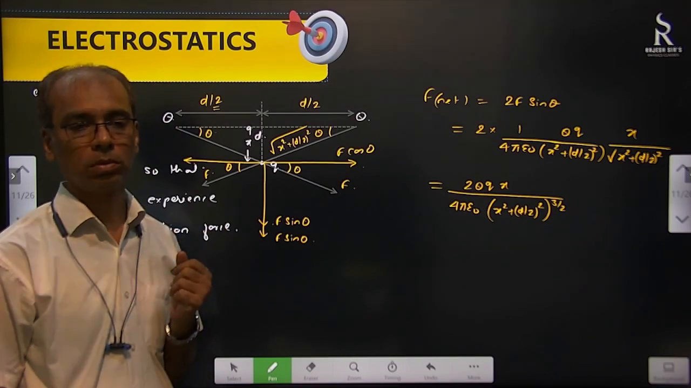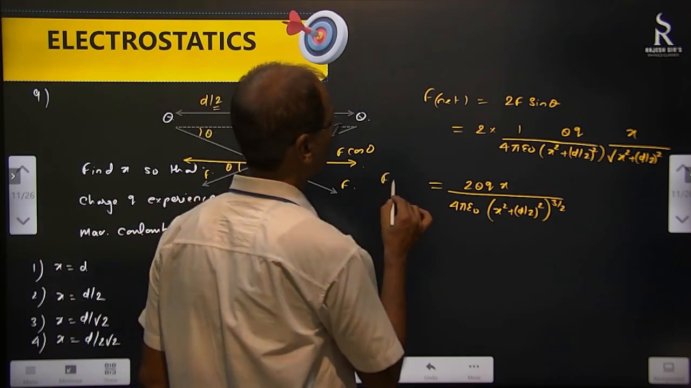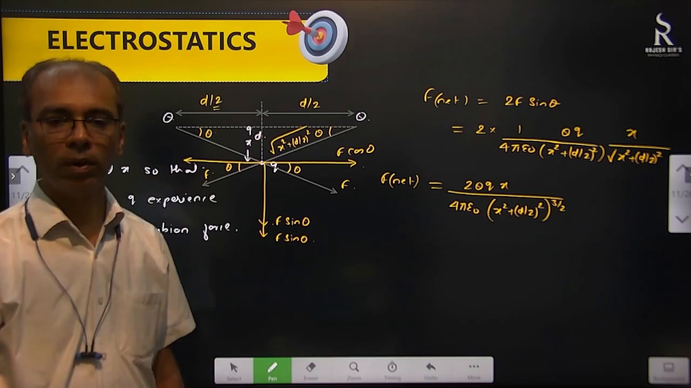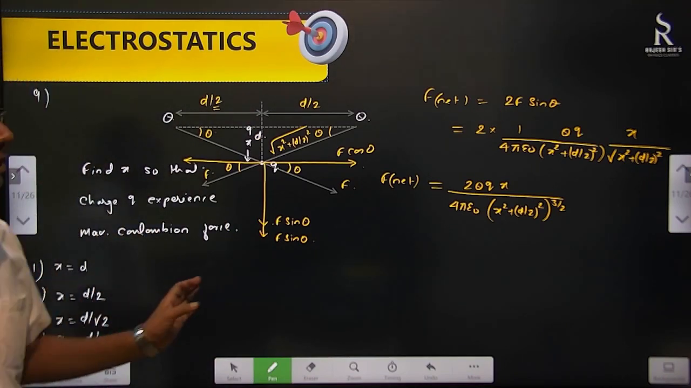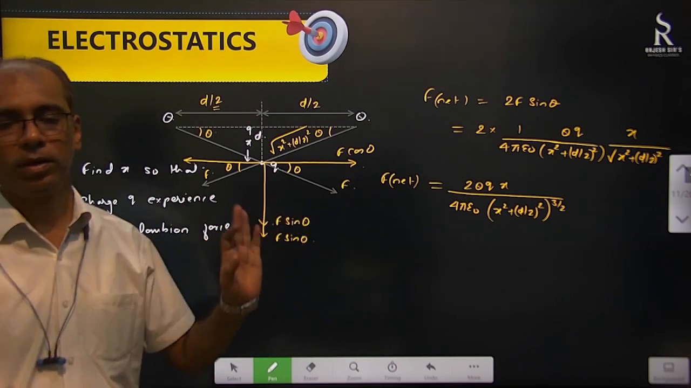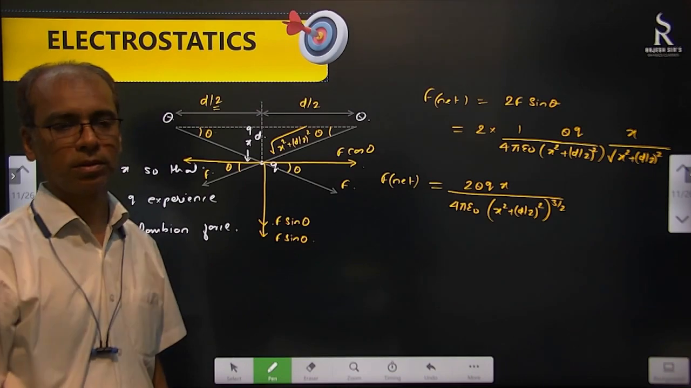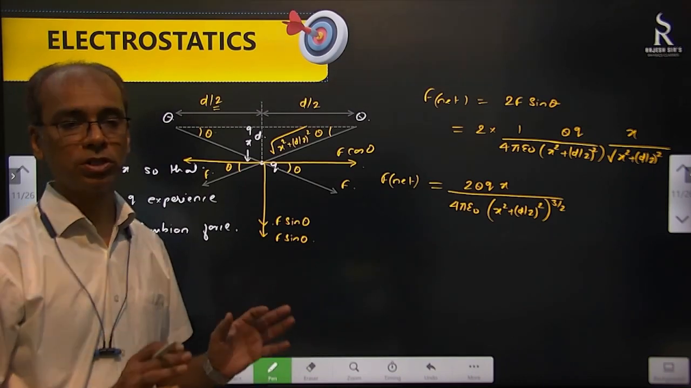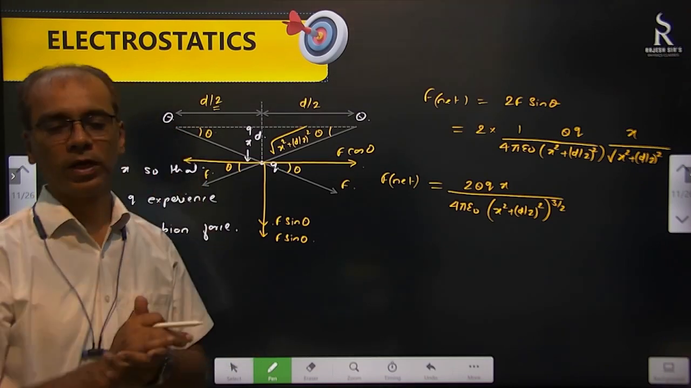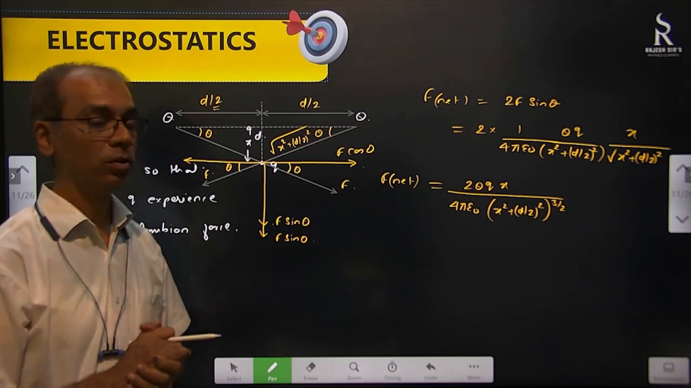Now what to do? What can we do to find the maximum force? One way is to put these options in and see where the maximum value is coming. All four options, put them and see where the maximum value is. The second method is, in differentiation, we learned how to find the maximum and minimum value of a function. We call it maxima and minima. That we can do here.